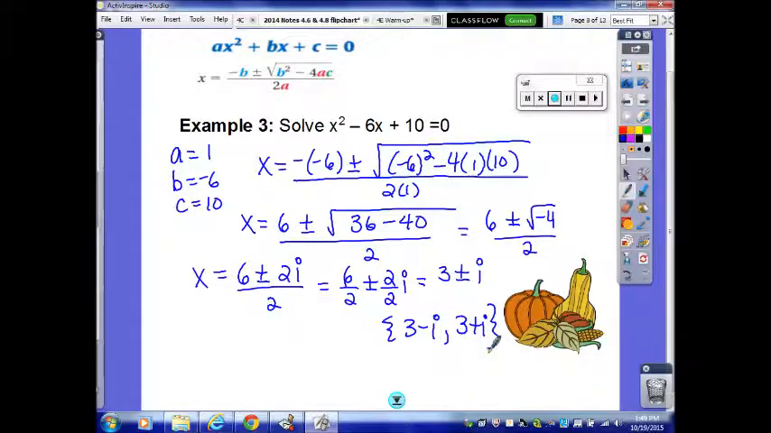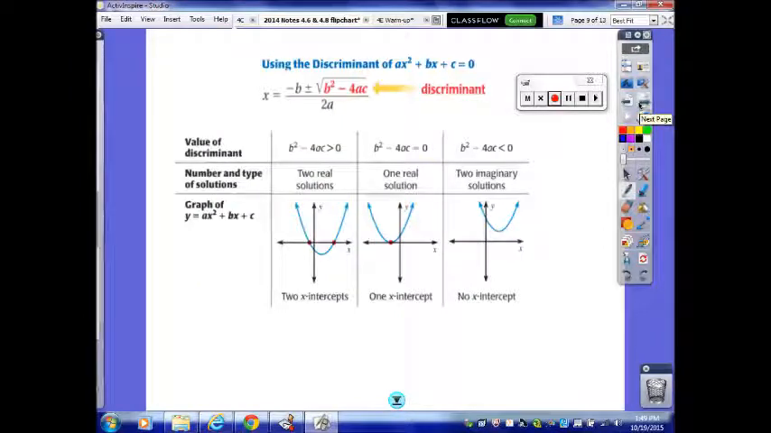Alright, let's look at our last topic for these notes: using the discriminant. The discriminant, which is your b squared minus 4ac, can tell you how many and what type of solutions. So add the following to your notes. If b squared minus 4ac is greater than 0, there's going to be 2 real solutions, so your graph is going to touch the x-axis twice. If b squared minus 4ac is equal to 0, there's 1 real solution. And if b squared minus 4ac is less than 0, or negative, there's no real solution.